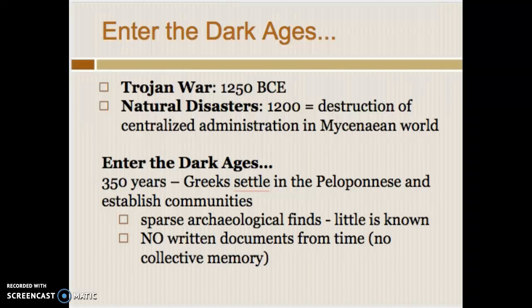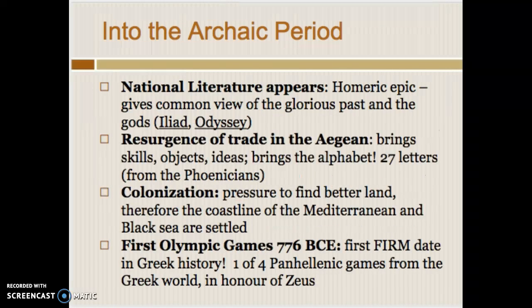We do know, though, based on the time period after this, that obviously something is going on in Greece during this 350 years. Obviously, Greeks are settling in the Peloponnese, they're establishing communities. We just have no idea how they're doing it or in what ways. What does emerge in the Archaic period, the period right after the Dark Ages, is a few things that showcase that obviously during that 350 years something was going on.